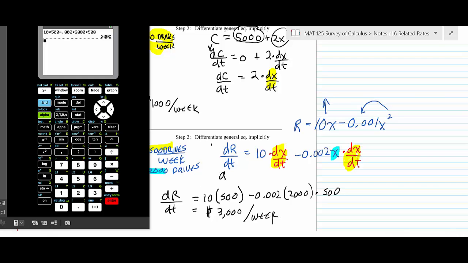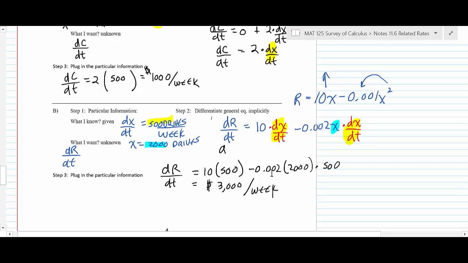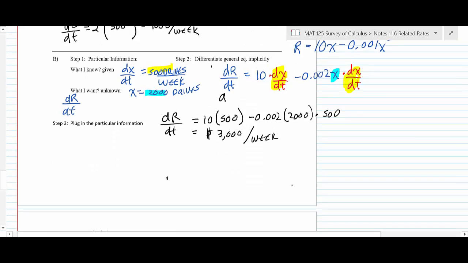Okay, and what that means is that's talking about when you're producing 2,000 flash drives and when you have a rate of 5,000 drives per week. So that's what the revenue is, okay? All right, that's what dR over dt is. Does that make sense to everybody? Okay.